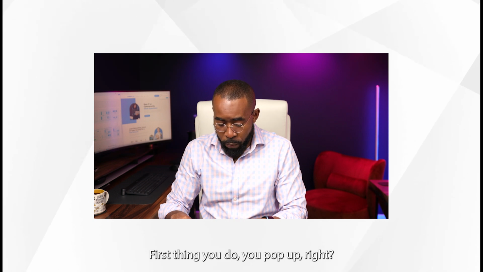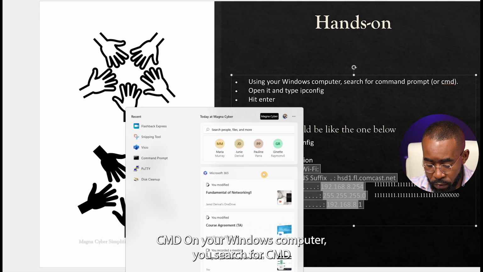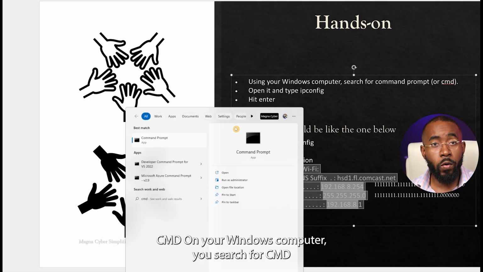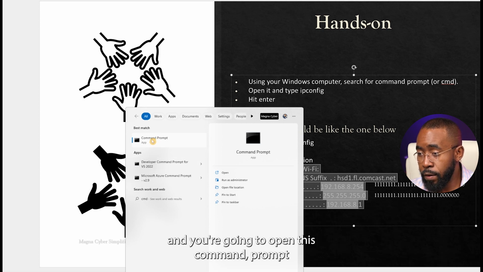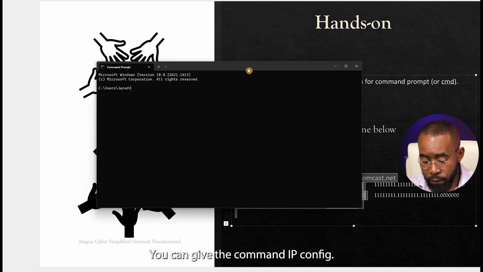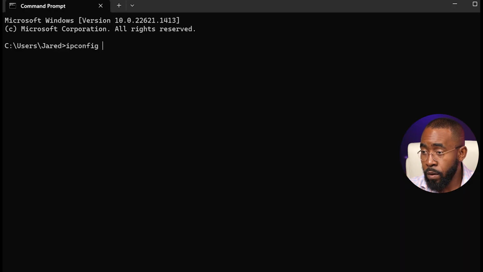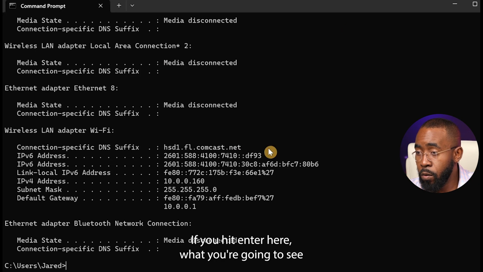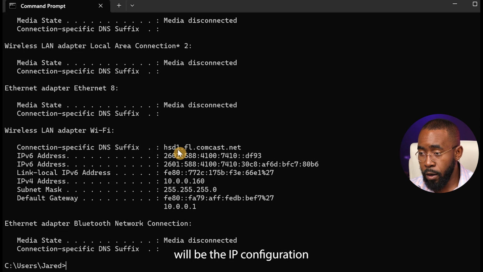First thing you do, you pop up CMD. On your Windows computer, you search for CMD and you're going to open this command prompt. And in this command prompt, you can give the command ipconfig. If you hit enter here, what you're going to see will be the IP configuration of your local device.